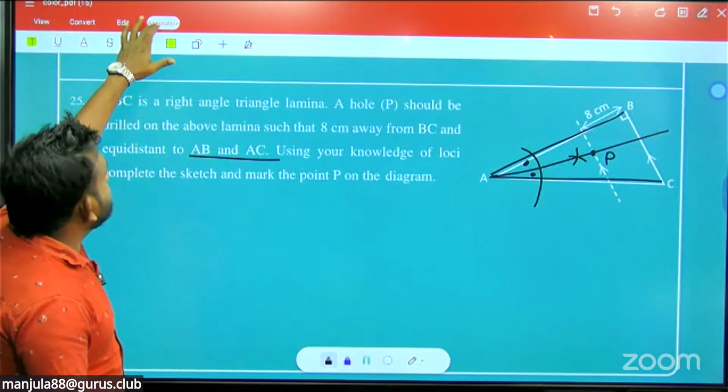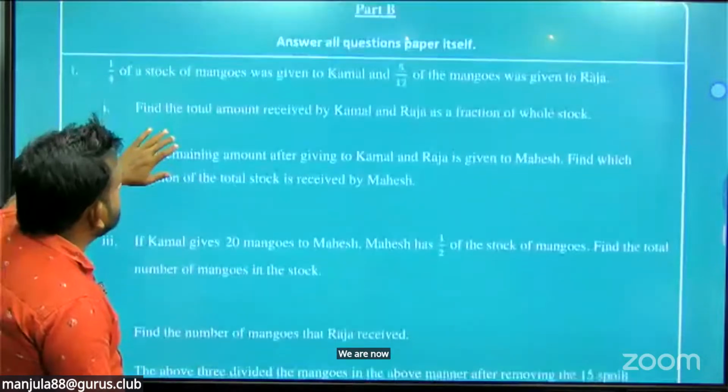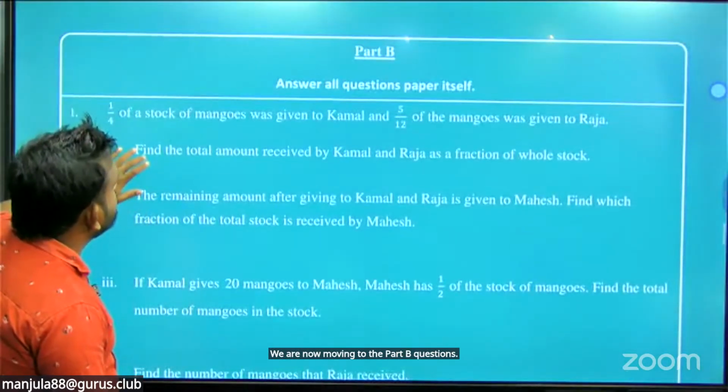Right. Then let's get started. We are now moving to the part B questions. Right, answer all questions on the paper itself.